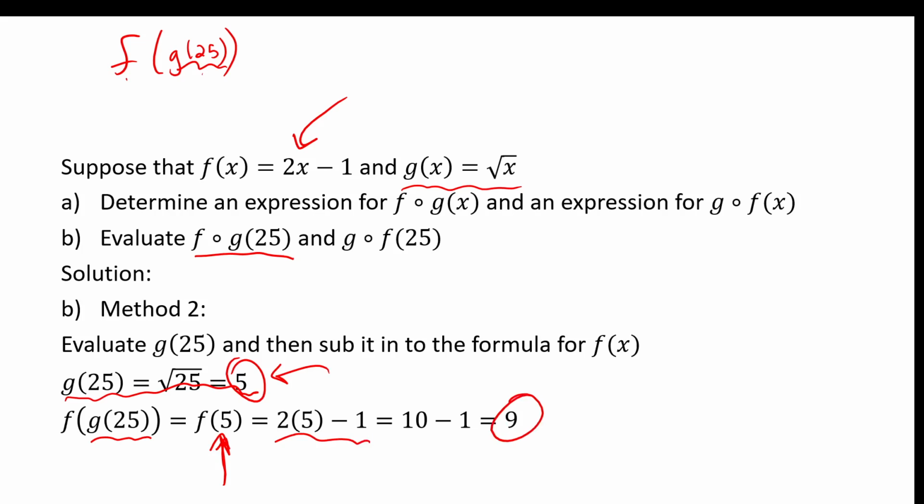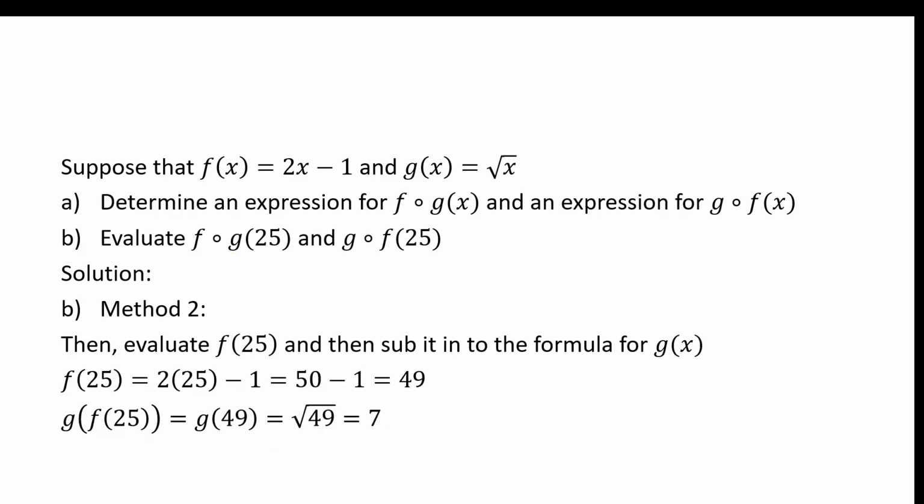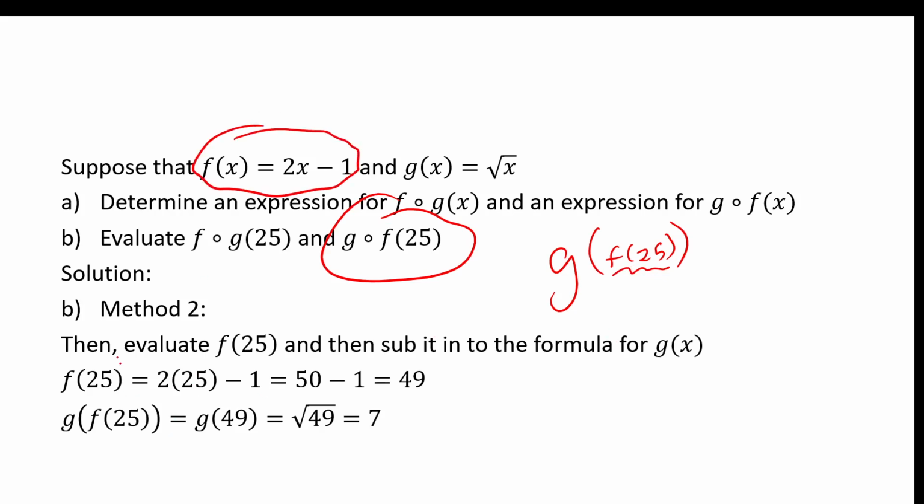Method 2 is actually a little quicker if you don't actually have to find an expression for the expressions themselves in terms of x. You can actually just cut right to it by using calculations. If that didn't quite make sense, let's do the next one. For the next one, we wanted to find g of f of 25. When you get a question like this, work from the inside out. So we'll find out what f at 25 equals. So since f at x is 2x minus 1, then f at 25 is 2 times 25 minus 1, which is 49. So instead of saying g of f of 25, we can say g at 49.